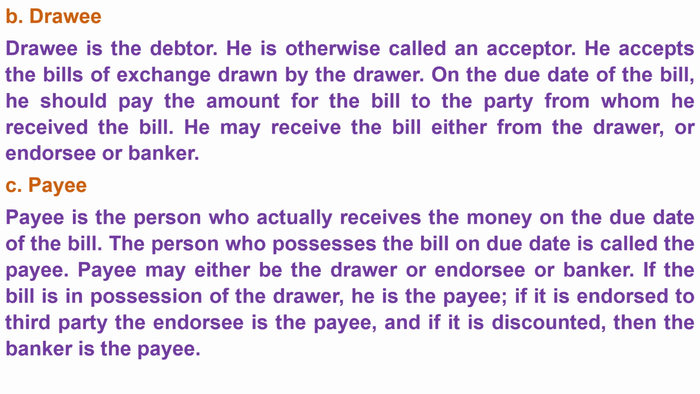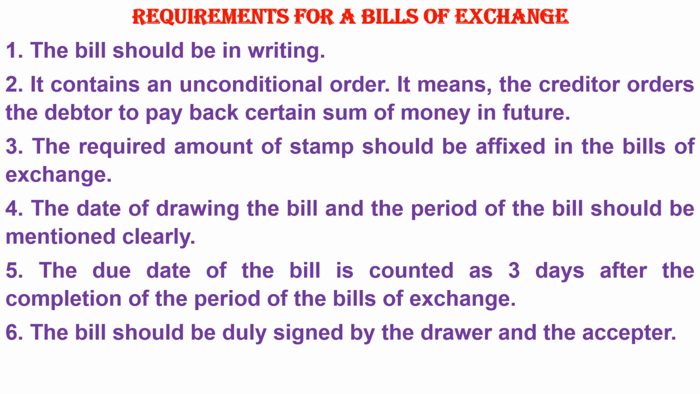C. Payee. Payee is the person who actually receives the money on the due date of the bill. The person who possesses the bill on due date is called the payee. Payee may either be the drawer or endorsee or banker. If the bill is in possession of the drawer, he is the payee. If it is endorsed to a third party, the endorsee is the payee, and if it is discounted, then the banker is the payee.